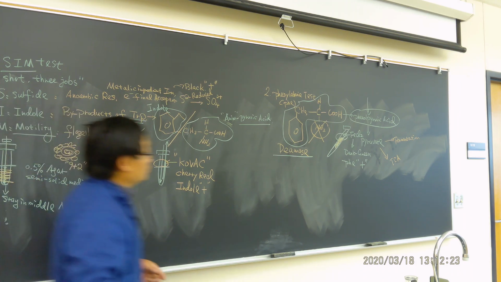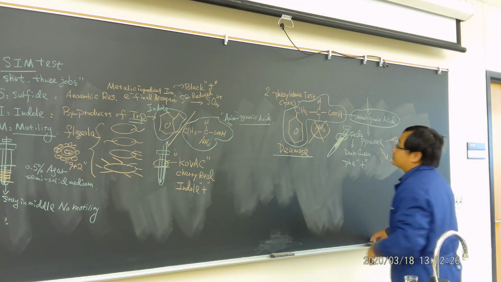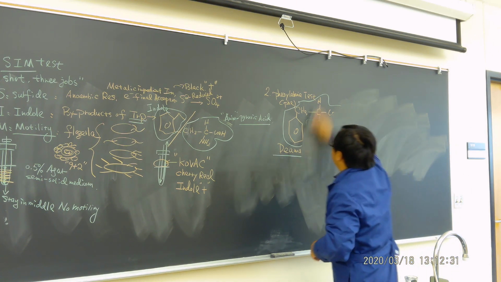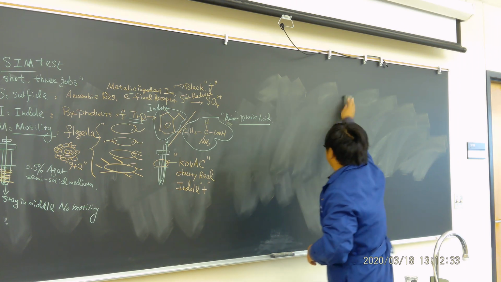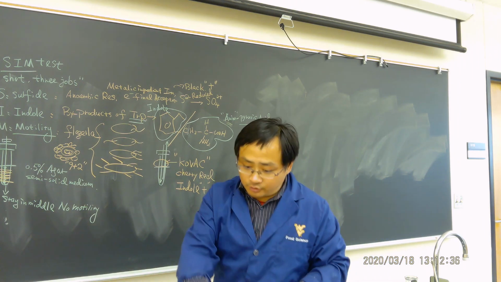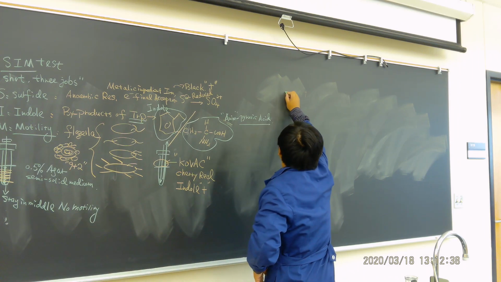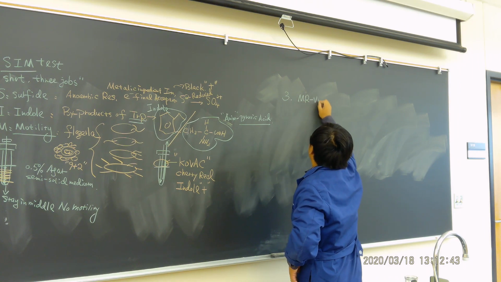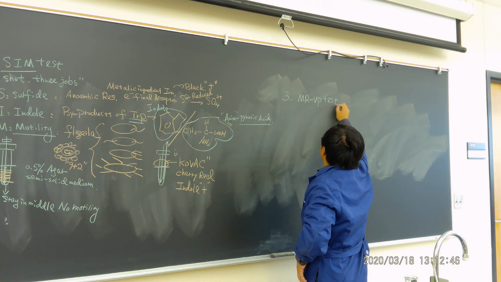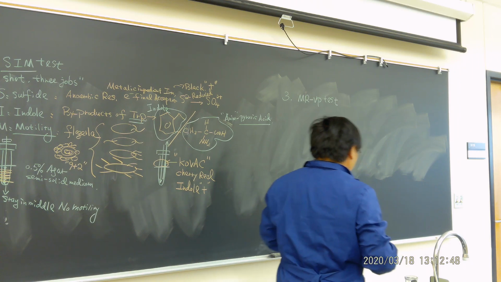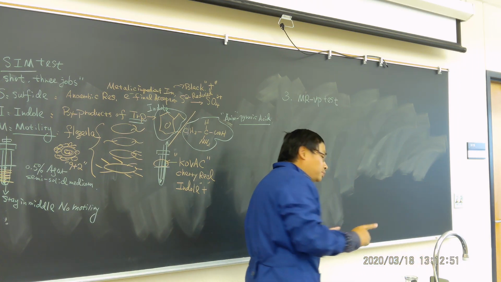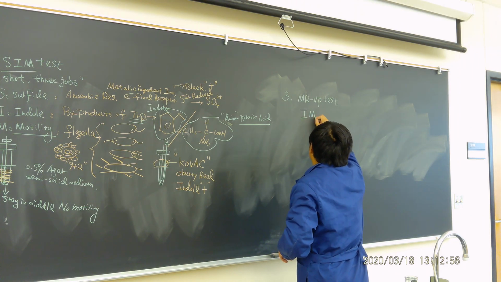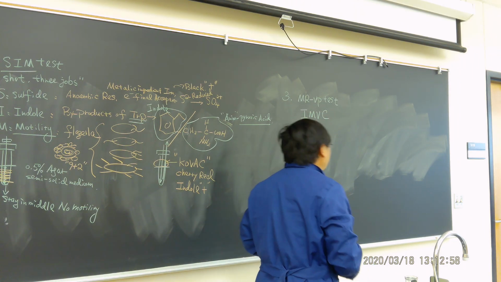Okay, so this is the second test. The third test we will do is called the IMViC test, or we say MRVP test. That will be the last test we use. Before I talk about this, we want to introduce you to one group of biochemistry tests that is important, called the IMViC test. What are they?